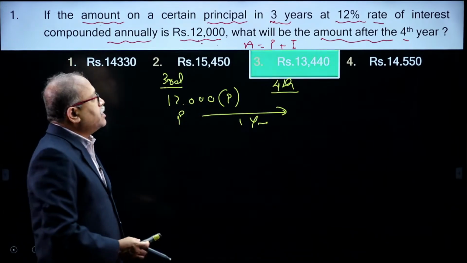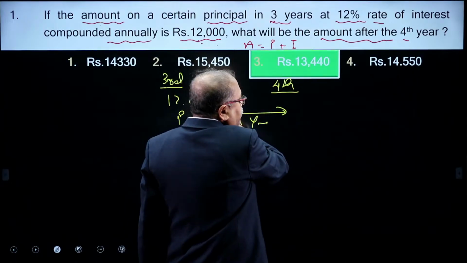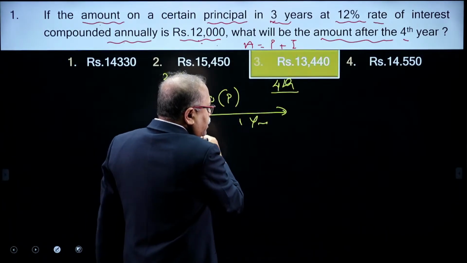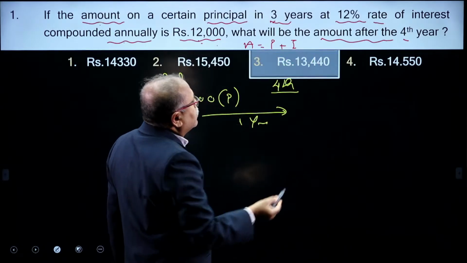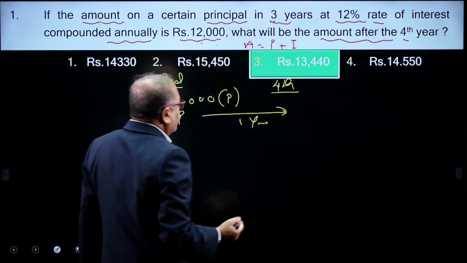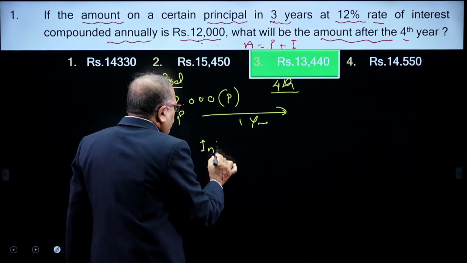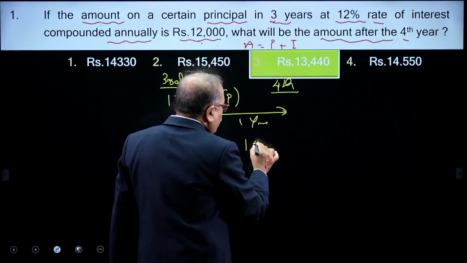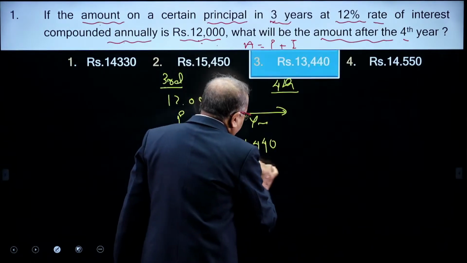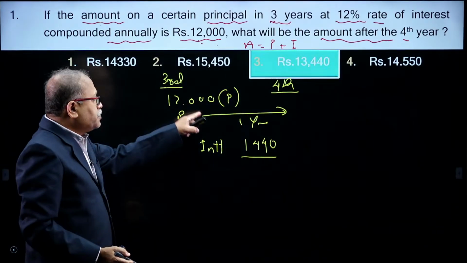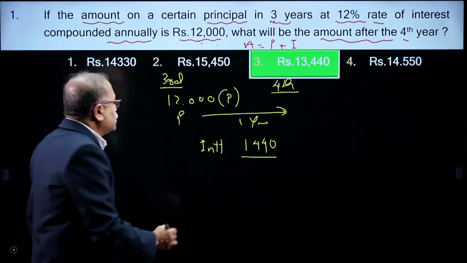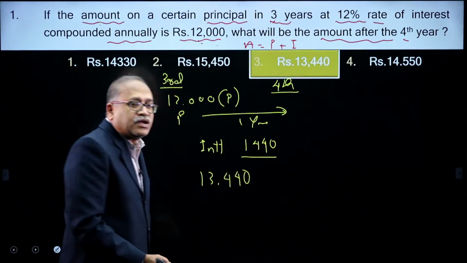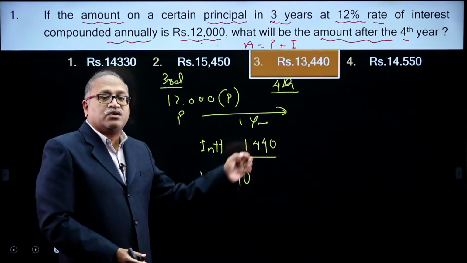Well done, my dear friend. So, what is 12% of 12,000? It is 144, so the interest for 1 year on 12,000 will be 1,440. So, this is my principal and this is the amount. When I add this up, I will be getting 13,440. So, Venkat is very clear about this concept.